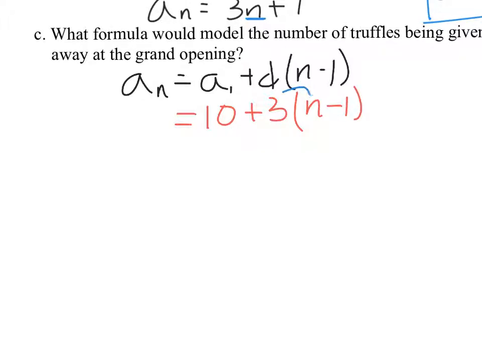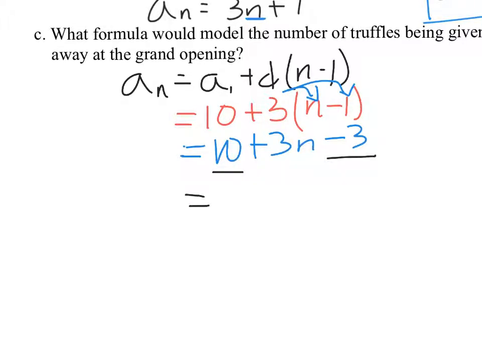And then we're going to distribute again. 3 times n is 3n. 3 times negative 1 is negative 3. So we get 10 plus 3n minus 3. And then combining like terms, 10 and negative 3, we get 7. So we have 3n plus 7. Okay, and we're done. That is the formula that will model the number of truffles being given away at the grand opening.